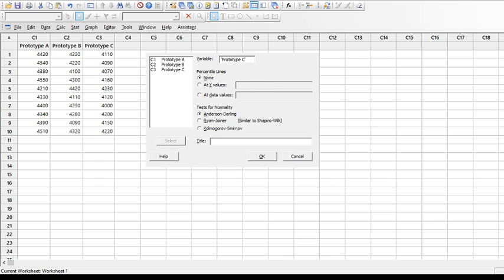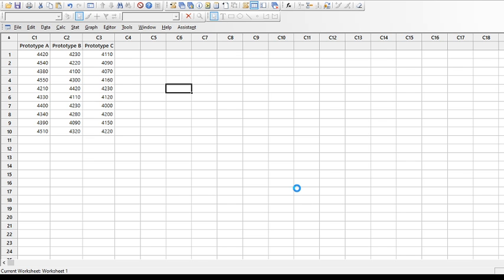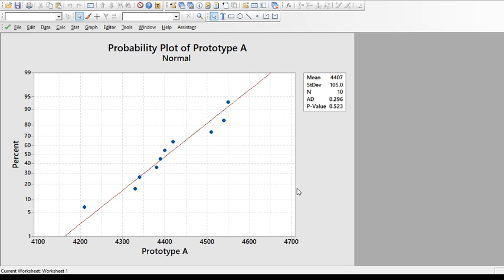So you may have got this window. What you need to select: you have variables here, and then the type of normality test you want to do. So I will select the first level, Prototype A. I'm not interested in anything else, I'm just interested in doing the Anderson-Darling test. And then I will click OK. So I'm going to get this result. Let me show you the result I get in Minitab. Yes, so I got this result. What you see here is the Anderson-Darling normality test.